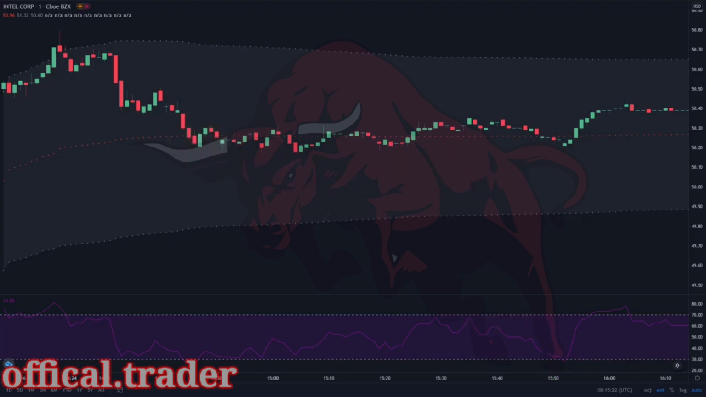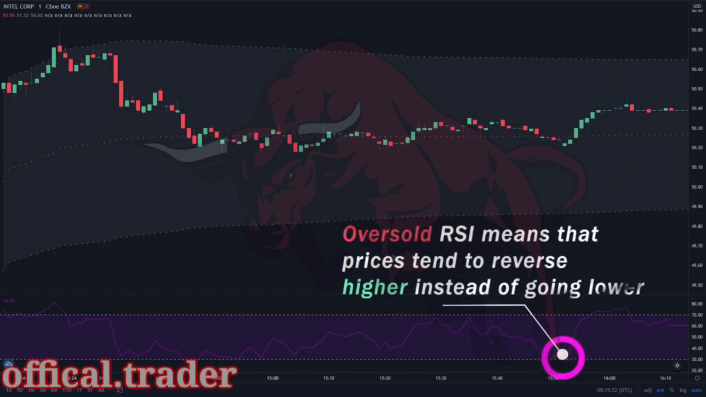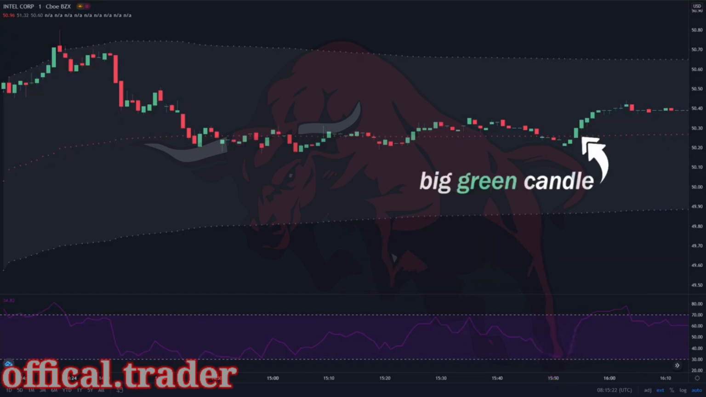So how do we know if it's going to break out upwards or downwards? Well, that's where the RSI comes in handy. You can see that the RSI is oversold, meaning that there's a high chance that it is going to go up. To see what happens next, a green candle formed while the RSI is heading upwards.